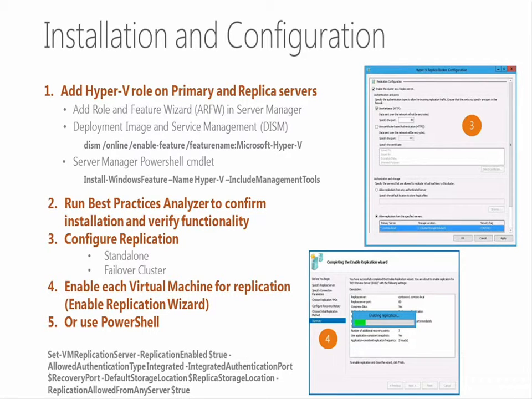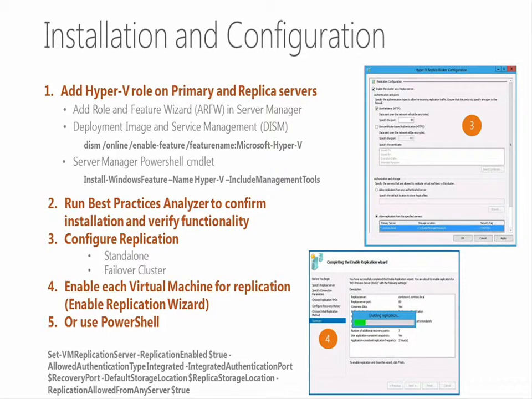But the first step is we add the Hyper-V role on both the primary server and the replication servers that are going to receive this copy of the virtual machine. We then add the role feature in Server Manager, and then we want to deploy the image in Deployment Image Servicing and Management, or DISM. Notice there are a couple of command lines or PowerShell here where we can install this with the PowerShell cmdlet Install-WindowsFeature, Hyper-V role, including our appropriate management tools.